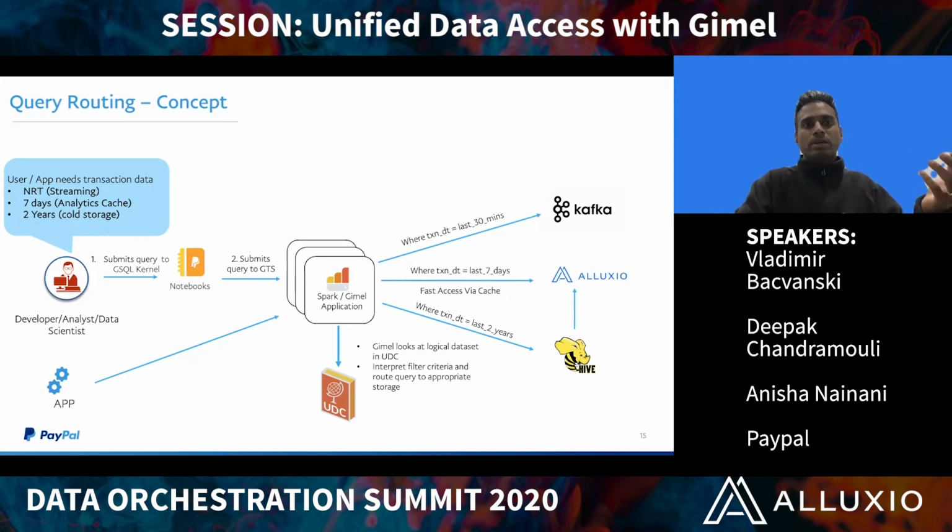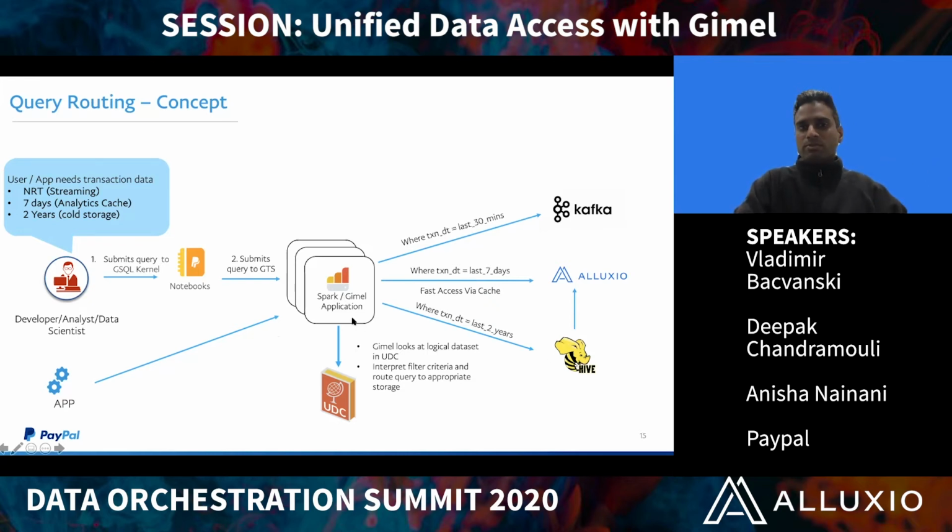Rather, by intelligently gleaning into, let's say, the filter patterns, we can route the queries to different engines or stores. With the help of UDC, which holds the data catalog configurations and how the stores exist, combined with the query detecting capability in Gimel, a user submits a query, something like select star from transaction data where the transaction date is last 30 minutes, and that can be routed by Gimel to Kafka.